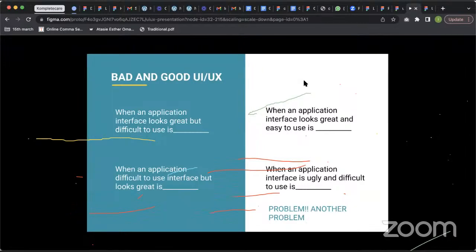Good evening. So I have a question for you to check whether you've listened. When an application interface looks great, but is difficult to use, what will you say? Will you say it has a bad UI and good UX, or a good UI and bad UX? I'll say good UI and bad UX.